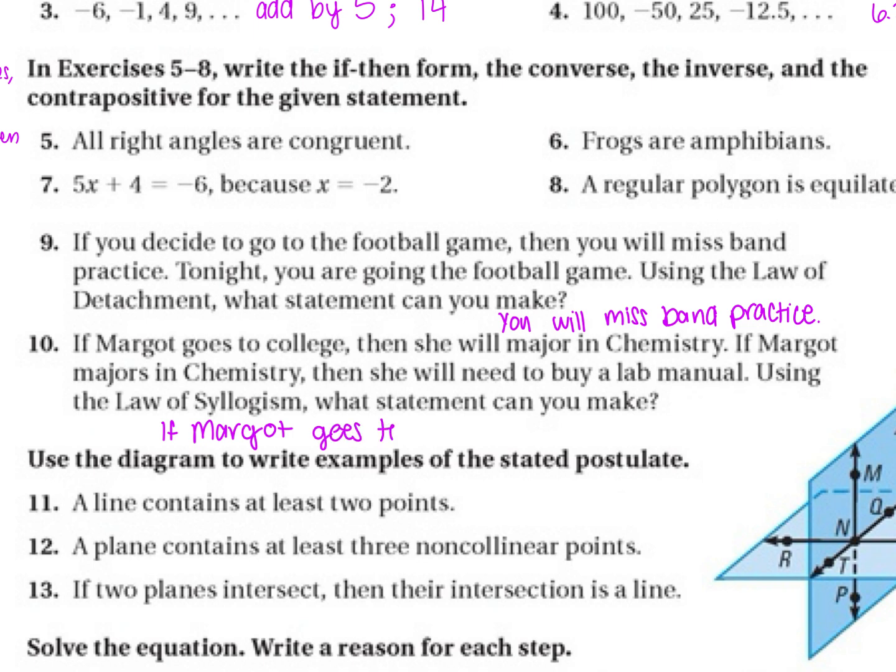If Margaret goes to college, then she will need to buy a lab manual. Okay, questions on those?